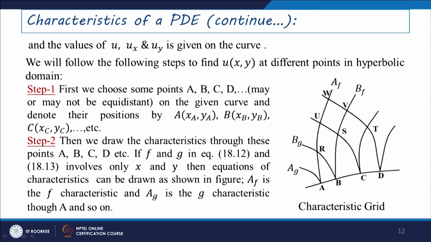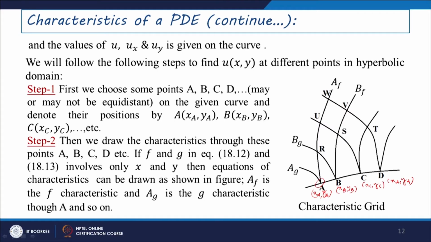In the first step, we choose points on the curve, that is, we form characteristic grids. Suppose we choose points a, b, c, d, which may not be equidistant on the given curve, and denote their positions. Suppose a is xa, ya here, and b is xb, yb here, and c is xc, yc here, and d is xd, yd here.